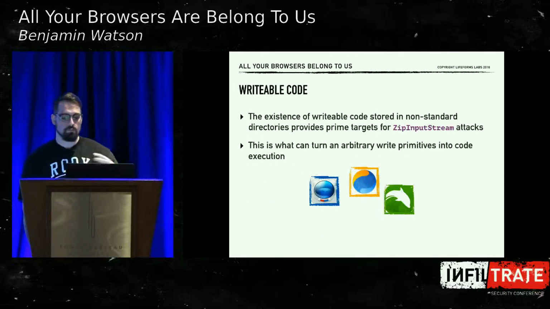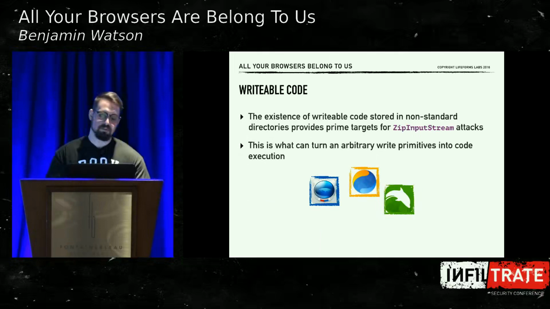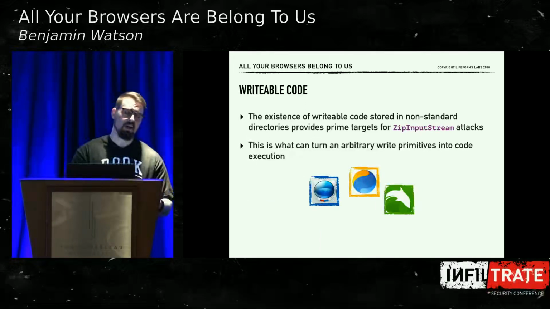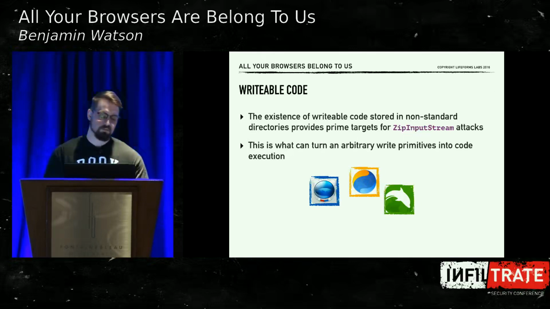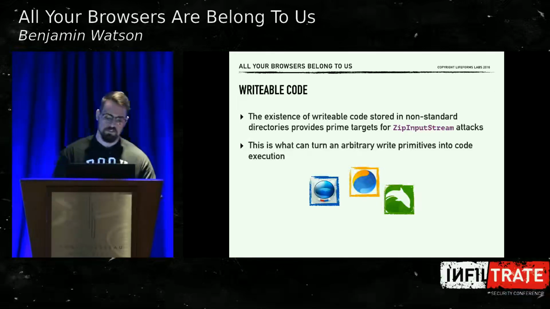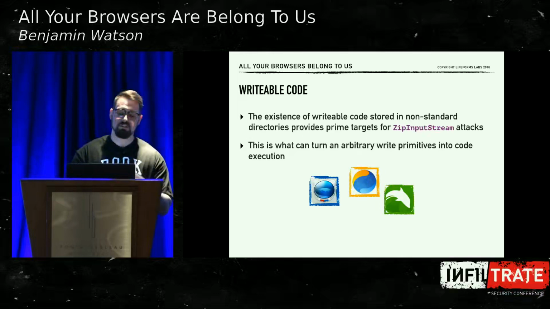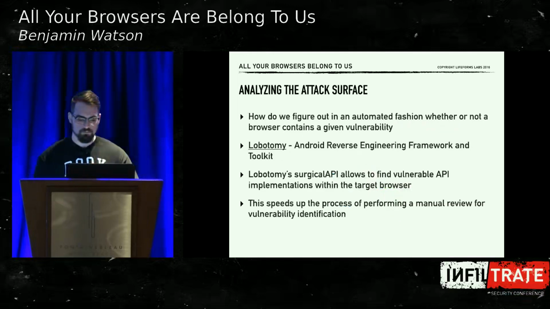So prime targets, all 3 of these browsers have this. They are not the only ones. They are just the only ones that I could combine all the vulnerability classes on to get code execution. But like the UC browser, Cheetah, I think those 2 browsers have writable code in non-standard directories. But again, this is the target, this is what we want to overwrite with this whole zip input stream attack.